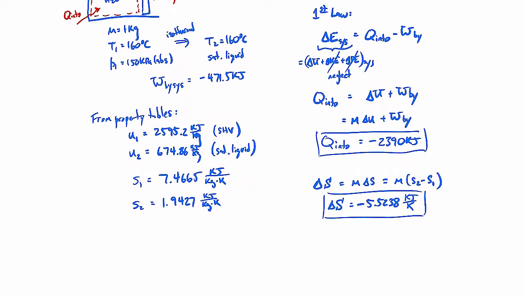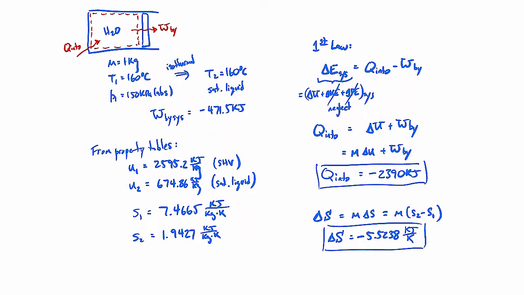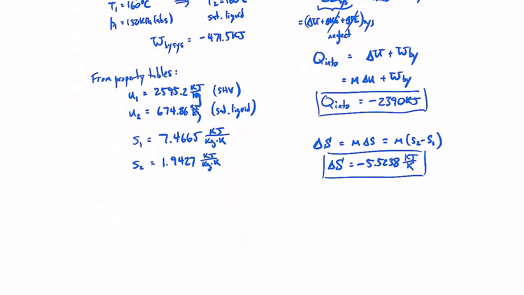You'll notice that the change in entropy is negative. And that's perfectly fine. There's no issue with having negative values for changes in entropy. The change in entropy can be negative, it can be positive, it can be zero. What can't be negative is entropy production, the sigma term in the entropy equation. That cannot be negative. But delta S can be negative.